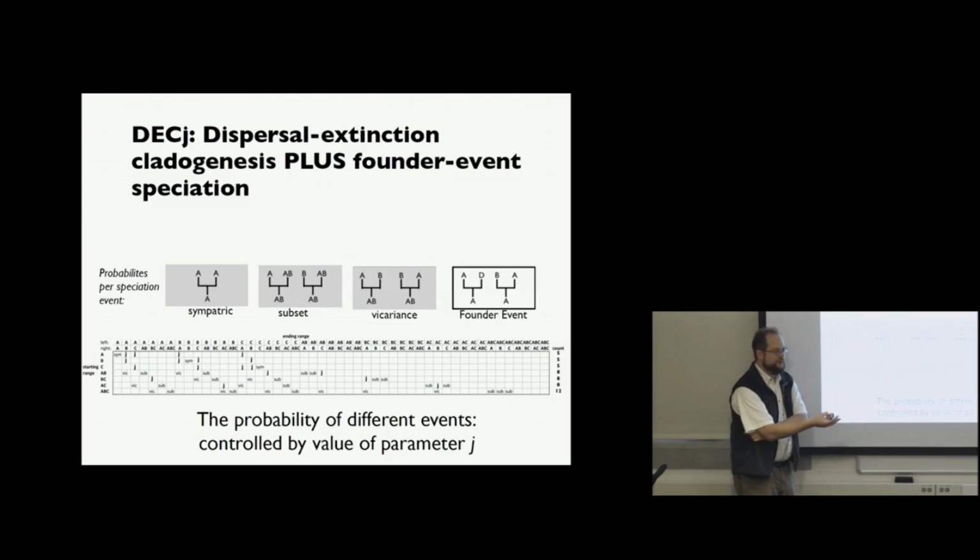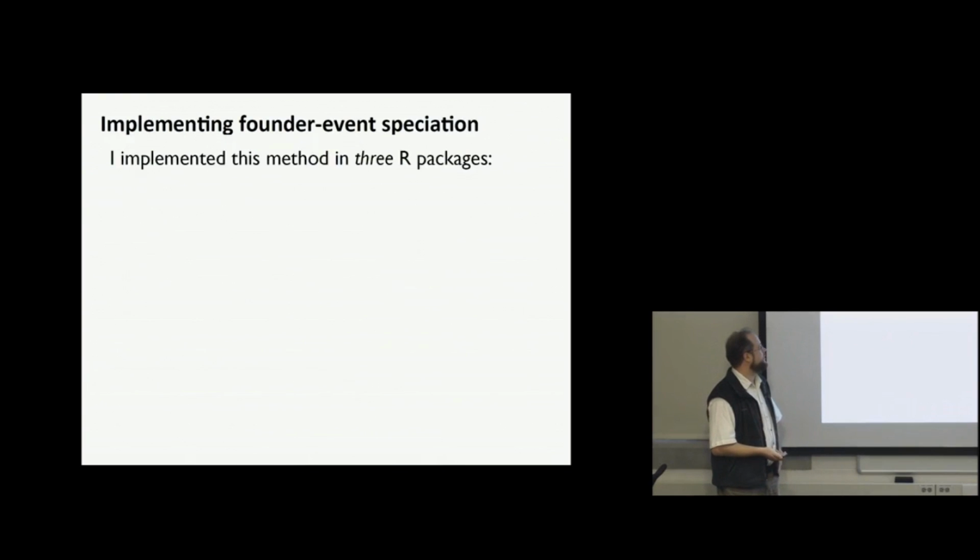And in the model that I've developed, I make J into a free parameter. So basically, the relative probability of these events is controlled by the parameter J. And if J equals 0, you're back to the Lagrange DEC model, dispersal extinction cladogenesis. So you have nested models. You have a model where J equals 0, and you have another model where J is a free parameter. And then we can compare these.